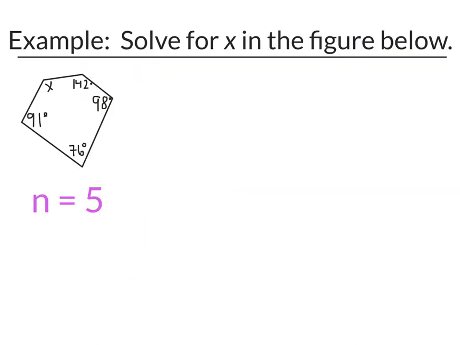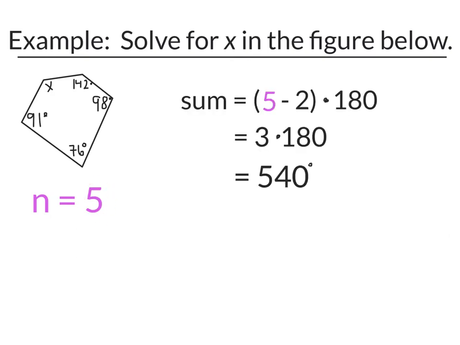Okay, last example. Again, this is just review, so I'm trying to do this quick for you guys. Solve for x in the figure below. The first thing we need to do is decide what figure it is. So 1, 2, 3, 4, 5. I'm looking at a 5-angled, 5-sided figure. That makes it a pentagon, but more importantly, n is equal to 5. Just like the last example, since n is equal to 5, I plug 5 into my formula. So 5 minus 2 is 3. 3 times 180 is 540 degrees.